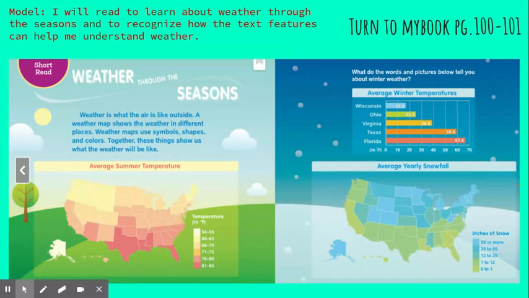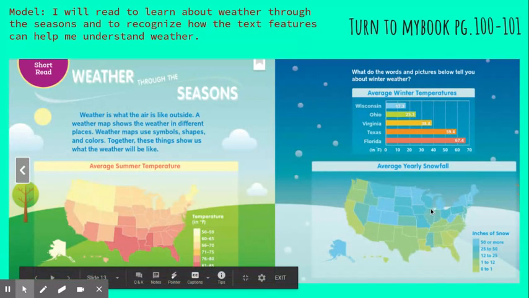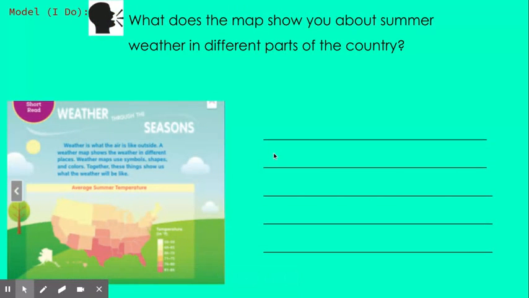Now, if you look at that map, this map shows inches of snow. So if we look at Indiana right here, it's in the gray. So our average inches of snow, it looks like, are about 12 to 25 per winter. So what does this map show you about the summer weather in different parts of the country? So we've already talked about that.